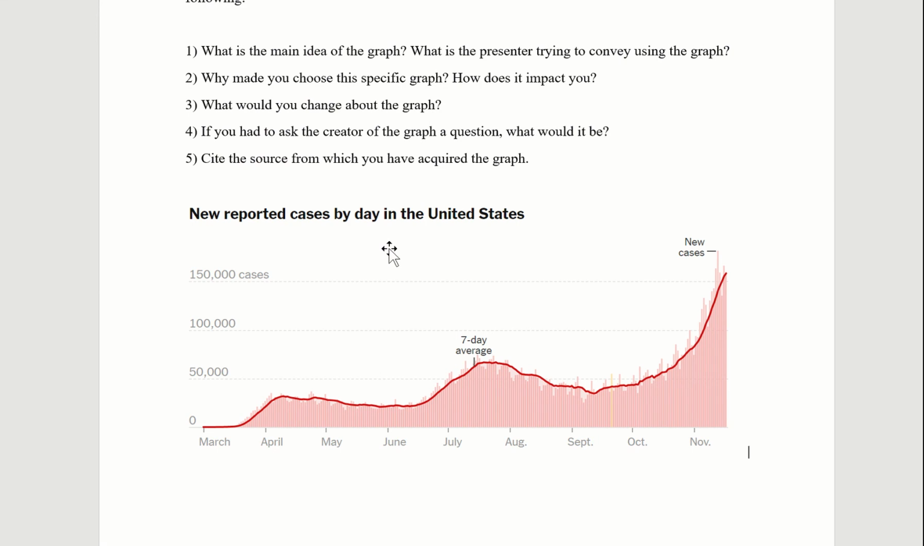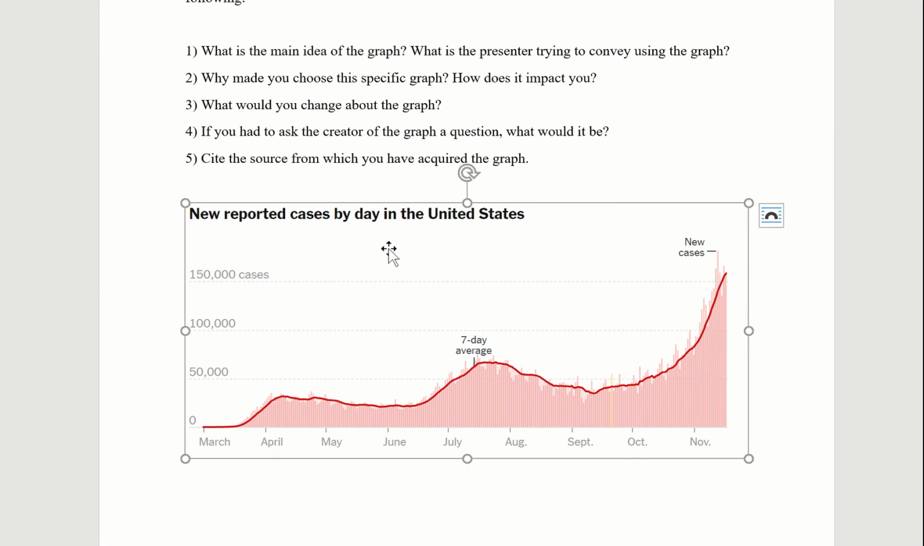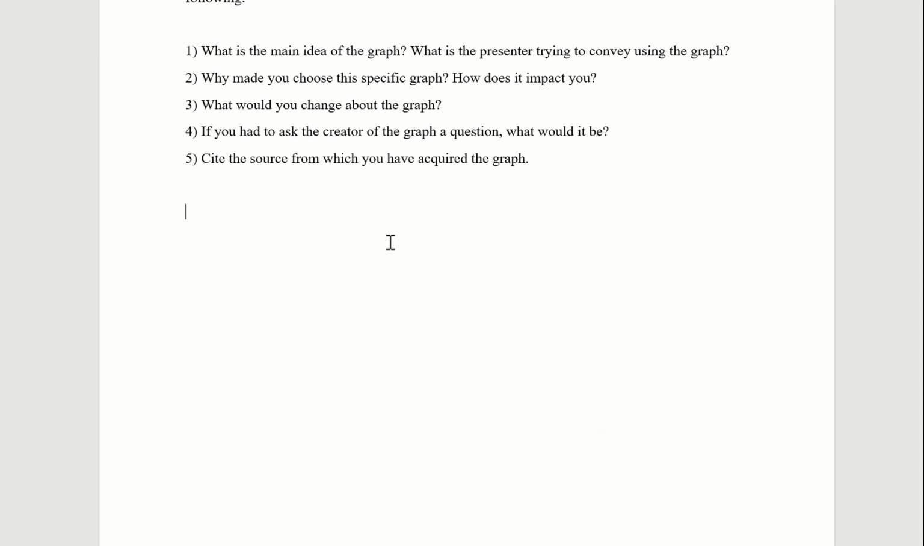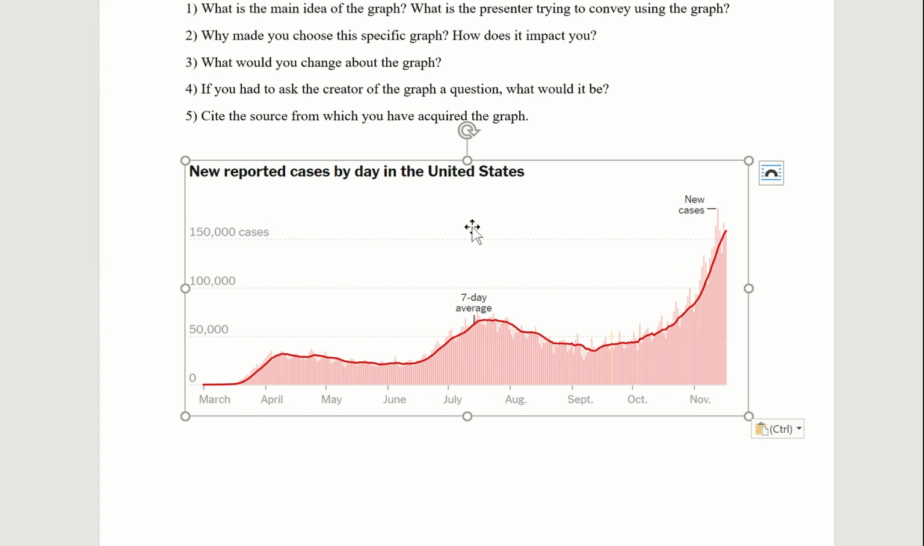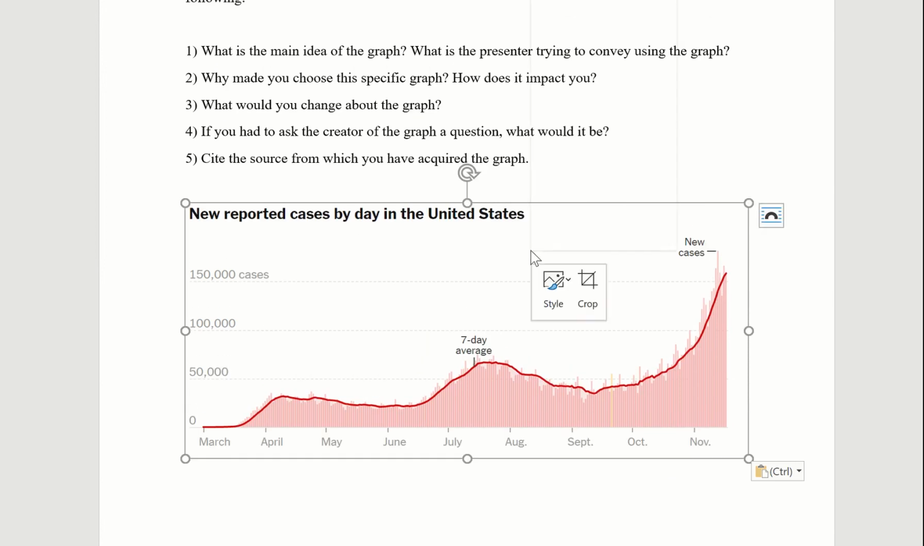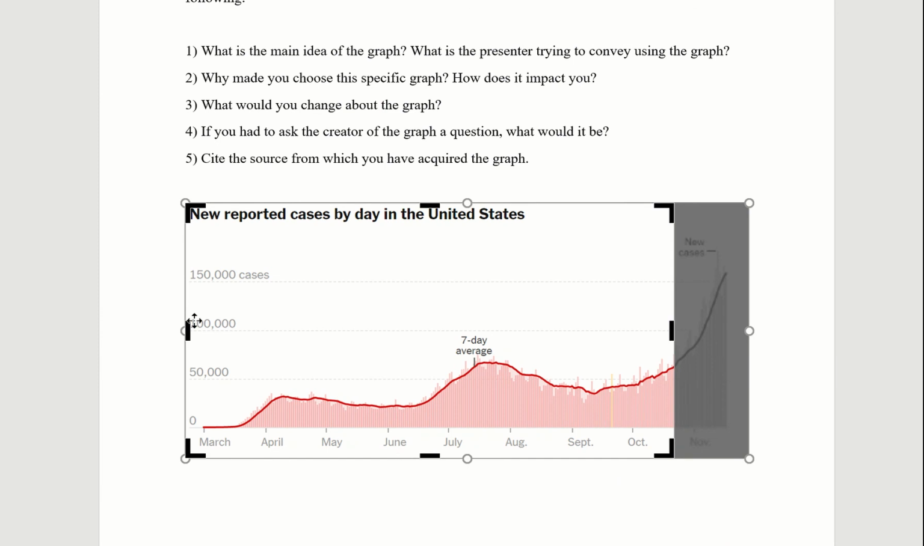If you have a Mac or Chromebook, I'm pretty sure they have their own ways of capturing the screen. So just do a quick Google search: how do you take a screenshot on your computer, whatever type of computer you have. Now, if you take a screenshot and it's the entire page, there are ways to crop it. If you have the entire page and you don't want it, I think right click, crop, and just get it to wherever the graph is.